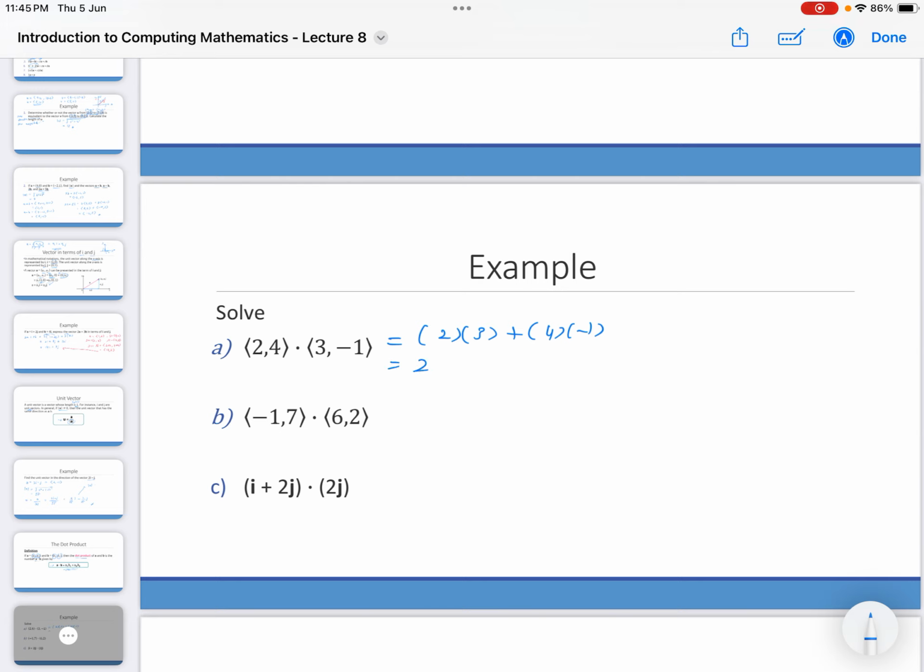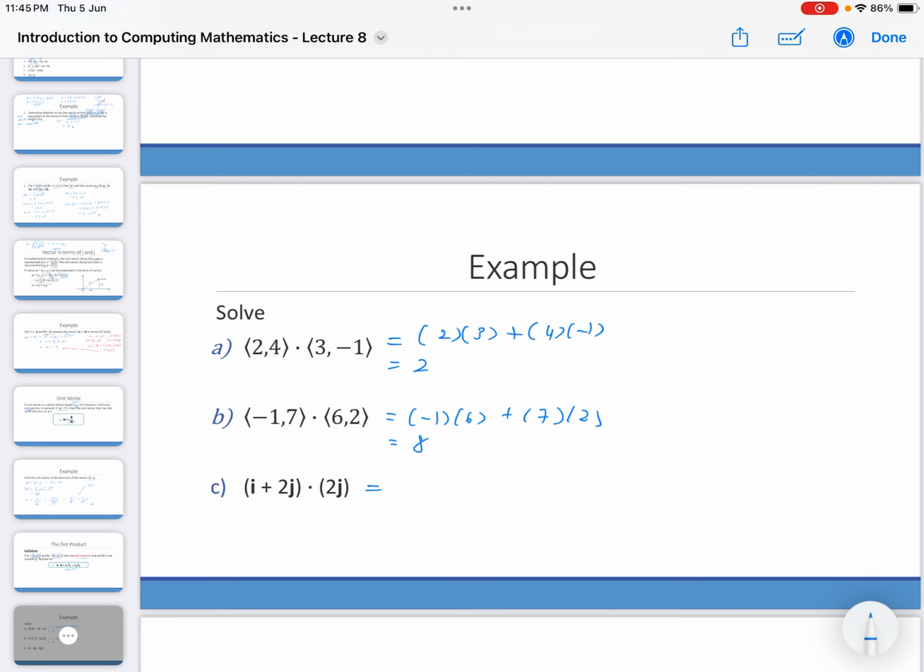Next, we have A as negative 1, 7 dot product with 6, 2. So we get negative 1 times 6 plus the second components, 7 times 2. We get negative 6 plus 14, so we get 8.